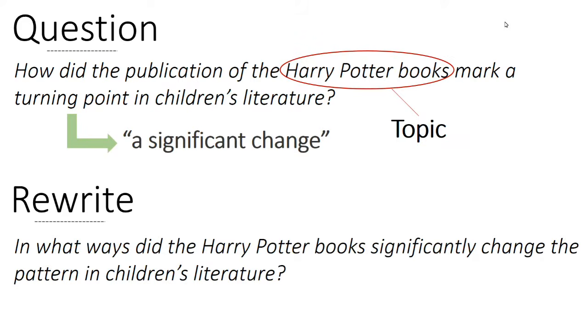Step 2 is to rewrite the question. I like to call this step translation, because we're making the question into something easier for us to understand. Here's our rewritten question. In what ways did the Harry Potter books significantly change the pattern in children's literature? Be careful not to misinterpret the question. Things get lost in translation sometimes, so we have to make sure that the core idea of the question is still the same.